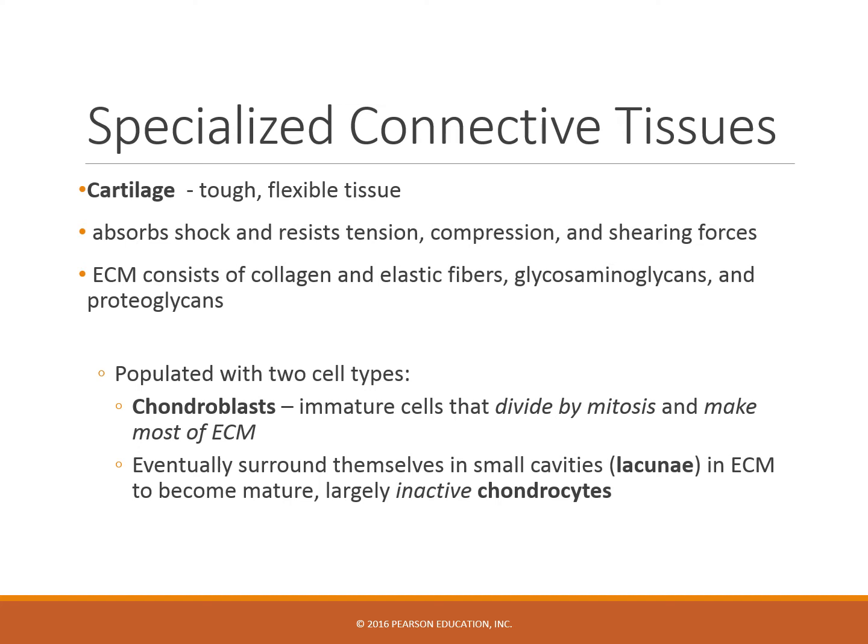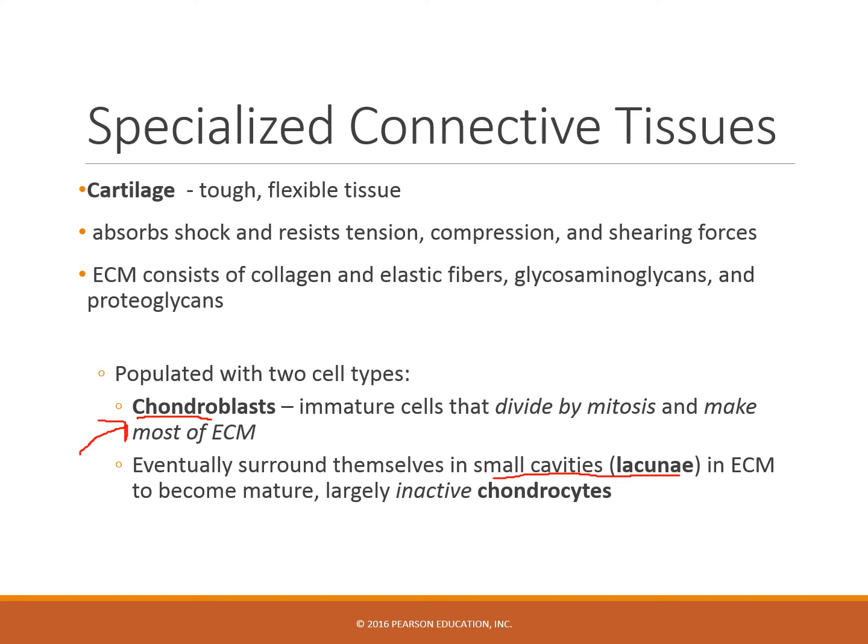There are two main cell types that we'll find in cartilage. The first cell type is called a chondroblast. Anytime you see the prefix chondro like this, you should think cartilage. These are immature cells that divide by mitosis and make most of the extracellular matrix for your cartilage. Eventually, as these cells secrete extracellular matrix, they become surrounded by it, and they'll be enclosed in small cavities called lacunae.